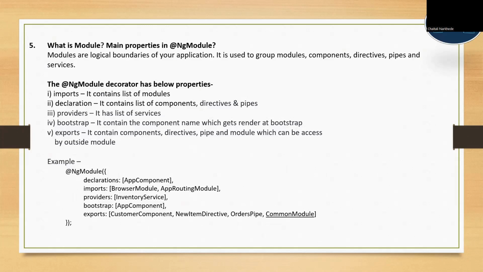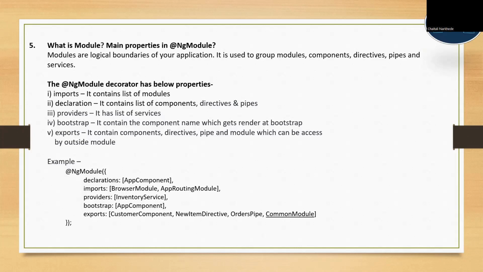A few of the important properties of NgModule are, first one is imports. Imports contains the list of all modules. It is an array. It contains all the modules which are used by your application. Next one is declarations. The declarations section contains all the components, directives, and pipes.